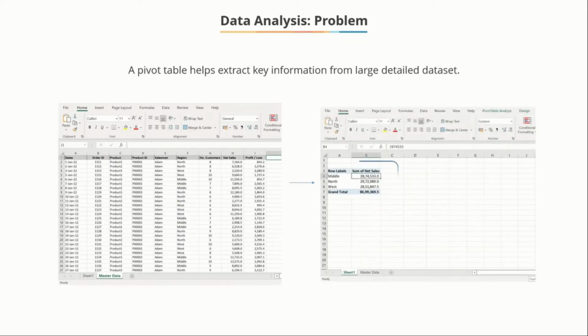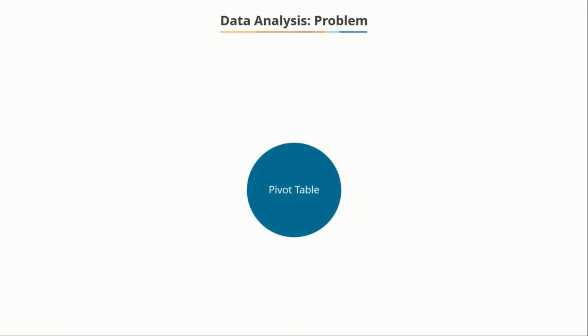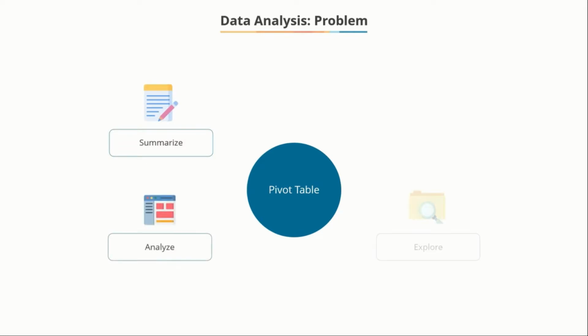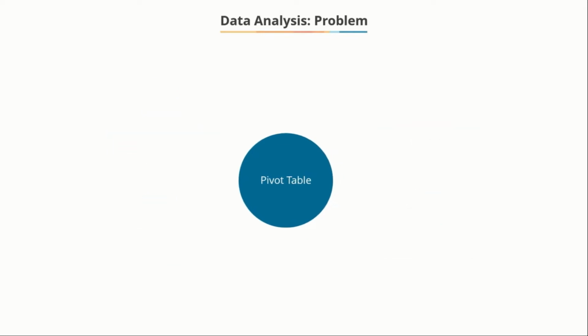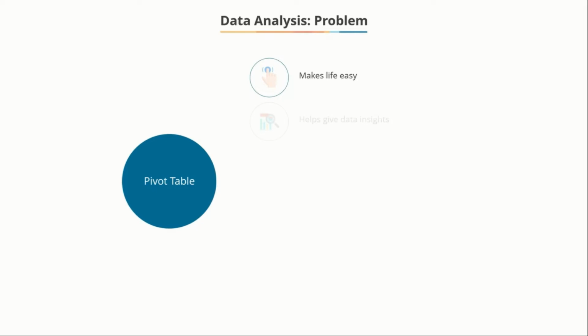Here, a pivot table comes into the picture and helps extract key information from this large detailed dataset. A pivot table is an incredibly powerful tool that makes it easy to summarize, analyze, explore, and present the data. A pivot table makes life easy, giving us insights into the data and allowing us to experiment with it to discover new trends and patterns.